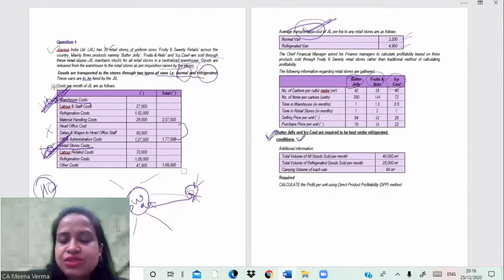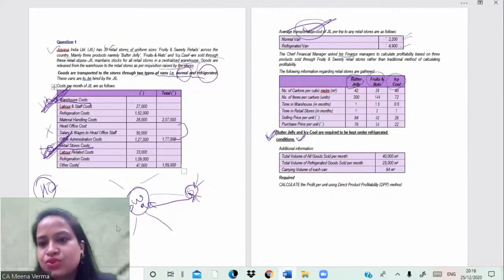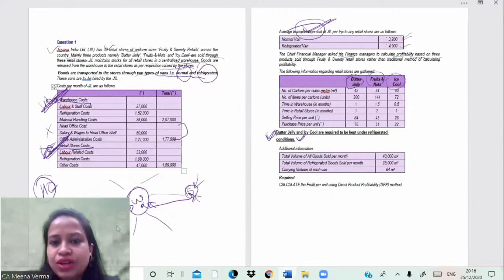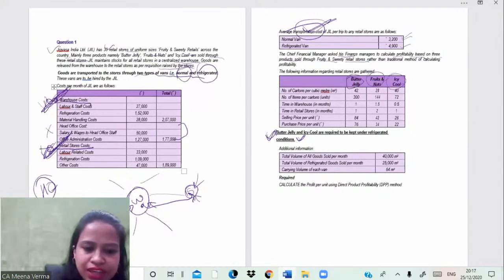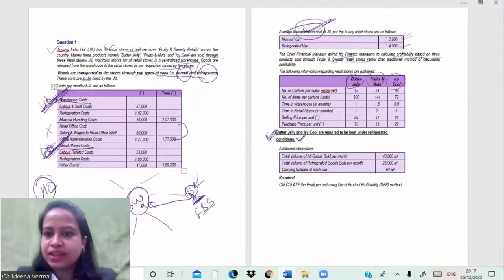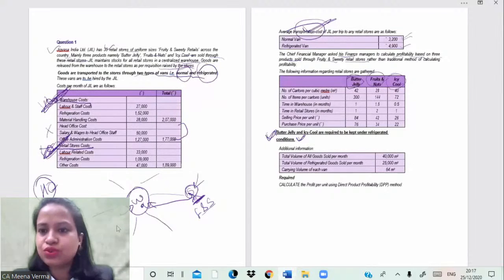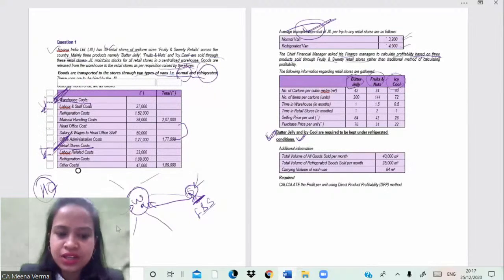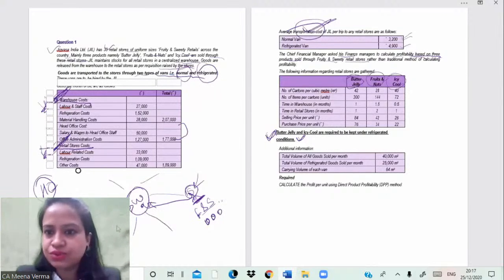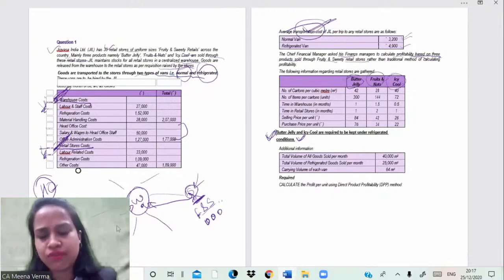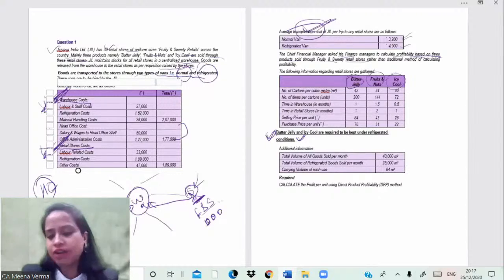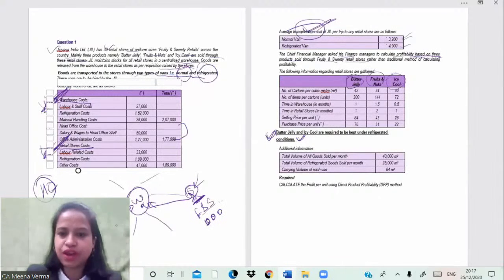The chief financial manager asked his finance manager to calculate the profitability based on the three products sold through the Fruity and Sweetie retail store. So you have to calculate the product profitability, the direct product profitability of these products. What other information do we have?